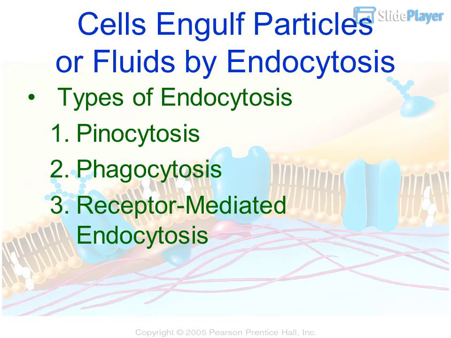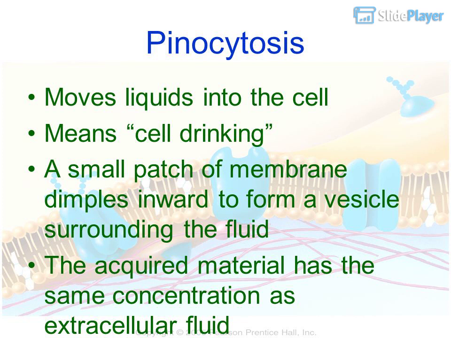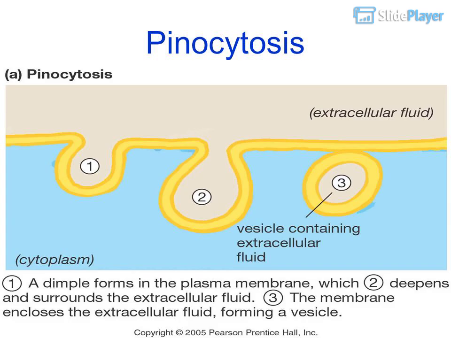Cells engulf particles or fluids by endocytosis. Types of endocytosis: pinocytosis, phagocytosis, and receptor-mediated endocytosis. Pinocytosis moves liquids into the cell and means cell drinking. A small patch of membrane dimples inward to form a vesicle surrounding the fluid. The acquired material has the same concentration as extracellular fluid.